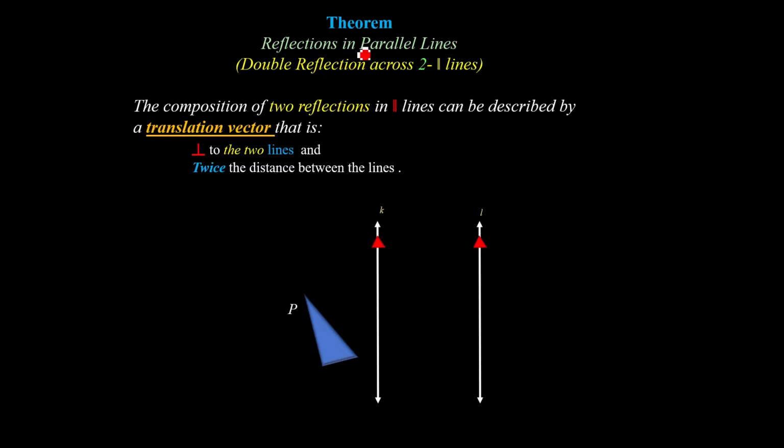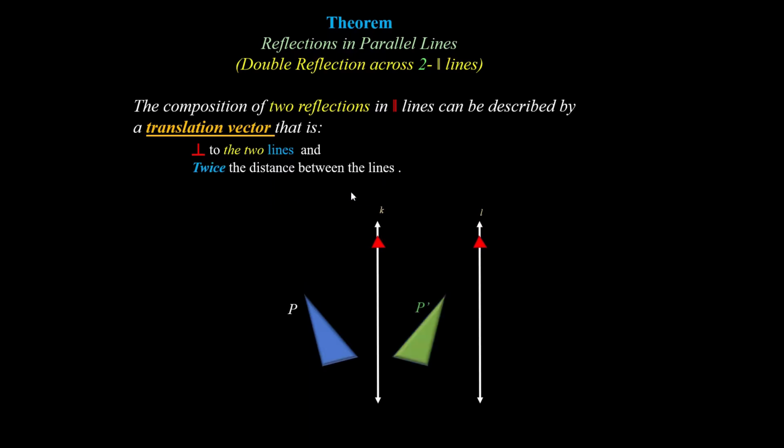So, reflections in two parallel lines. If you remember, the theorem stated the following: the composition of two reflections in parallel lines can be described by a single translation vector. This vector is perpendicular to the two lines, because that's how we reflect, across perpendicularity, and its length is twice the distance between the lines.